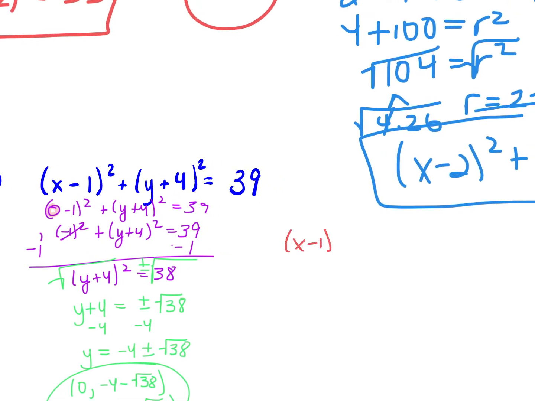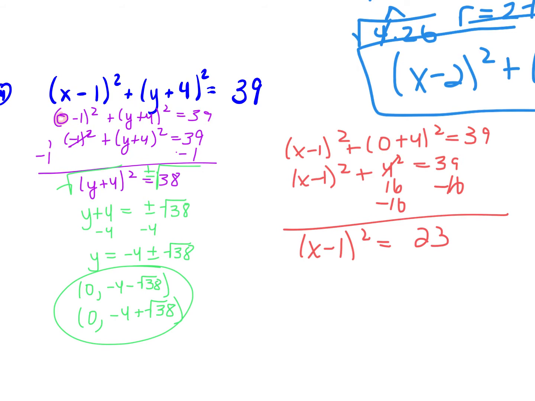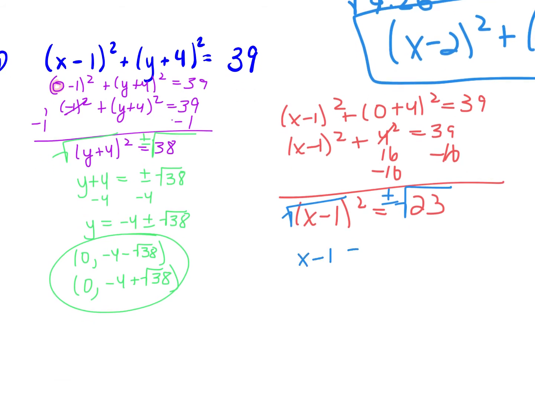So we have x minus 1 squared plus 0 plus 4 squared equals 39. x minus 1 squared plus 4 squared equals 39. 4 squared is 16. I'm going to subtract 16 from both sides, and I get x minus 1 squared equals 23. Now we want to get x all by itself. We don't want x squared, so I'm going to take the square root. Remember, when you put the square root on, you have your plus or minus. x minus 1 equals plus or minus the square root of 23.